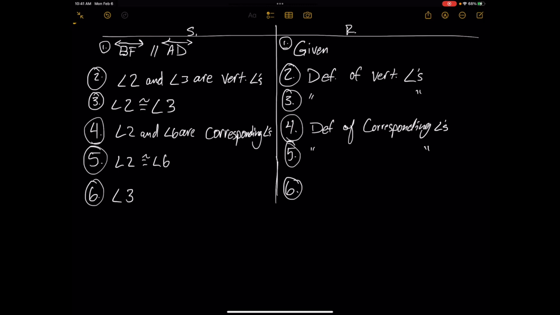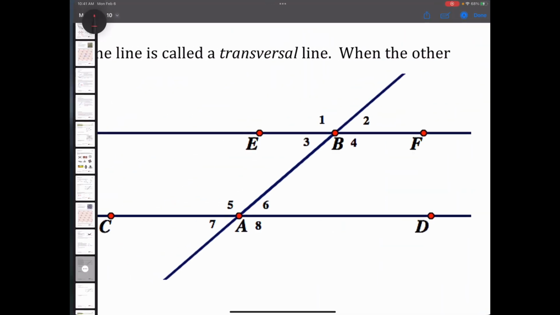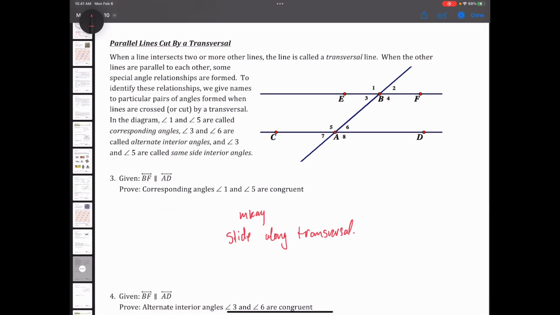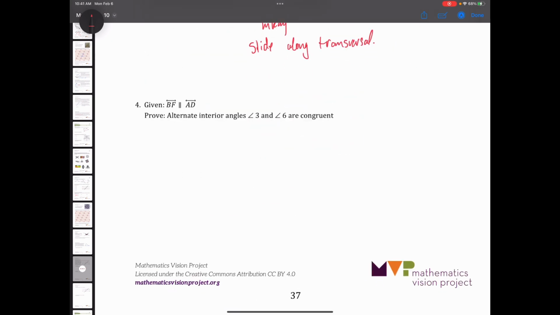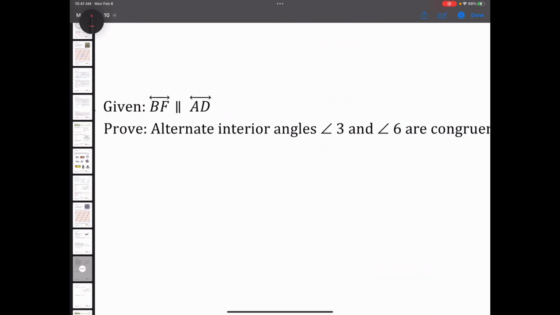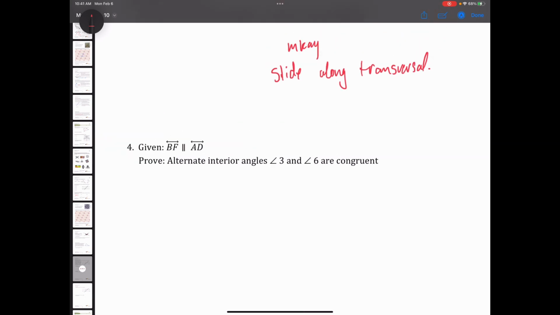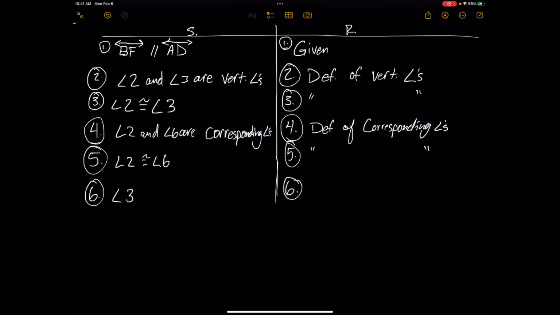Interior. That is what we're trying to prove, so we cannot use that yet. We don't need to write that they're congruent, we're saying that they're alternate interior. But we are trying to prove that alternate interior angles are congruent. At the last step, we need to write out that angle 2 and angle 3 are congruent, and then that angle 2 and angle 6 are congruent, and then we can use substitution.